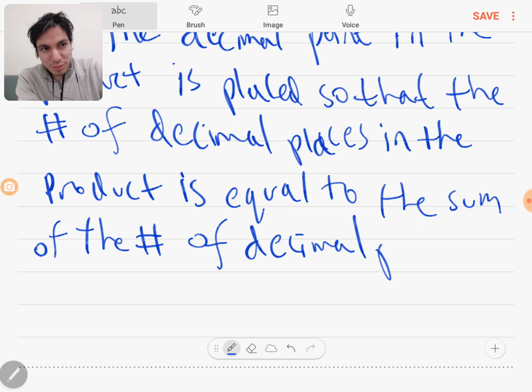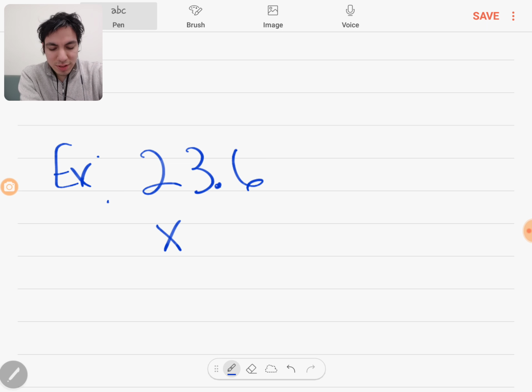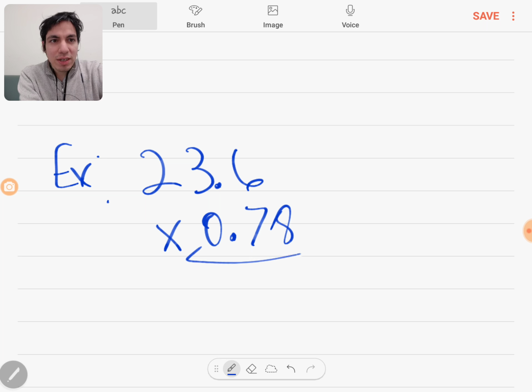We need a good example of how to do this. Okay, let's take 223.6 times 0.78. So now it's crucial. You line up everything exactly how it is, because if you mess up the decimal points where they're lined up, you're not going to get this right at all. You're just going to keep making mistakes, okay?